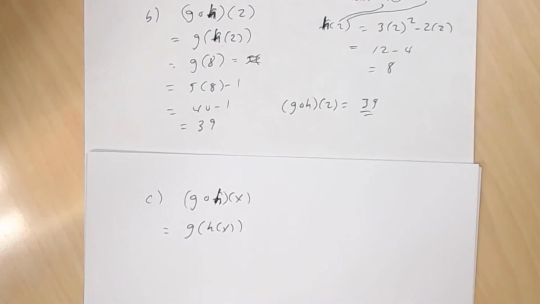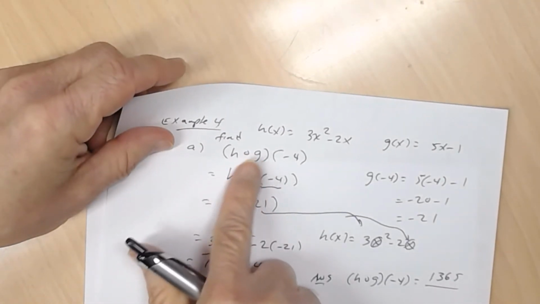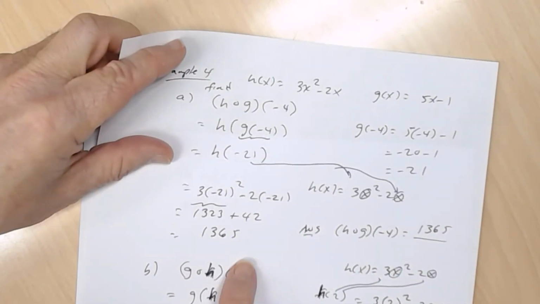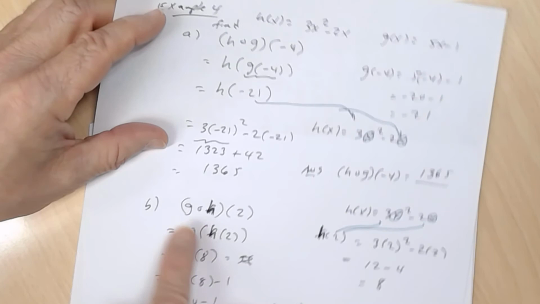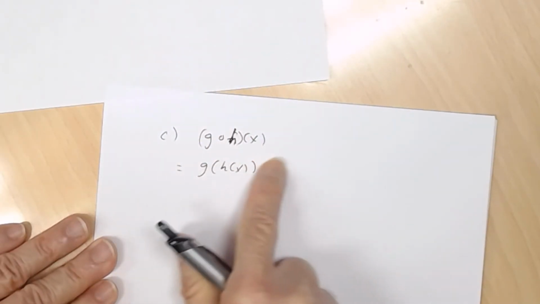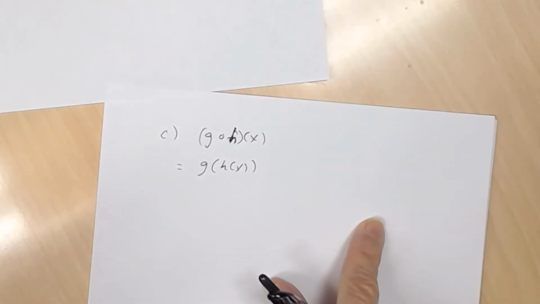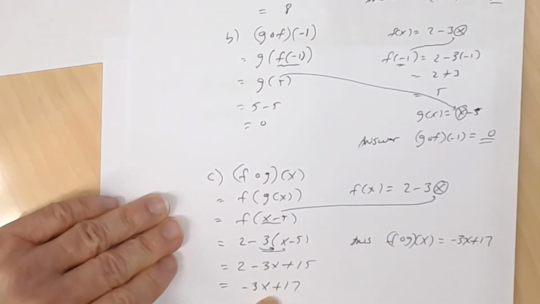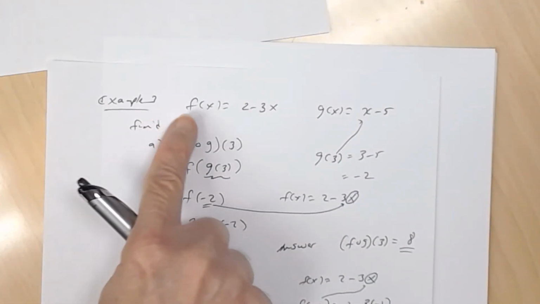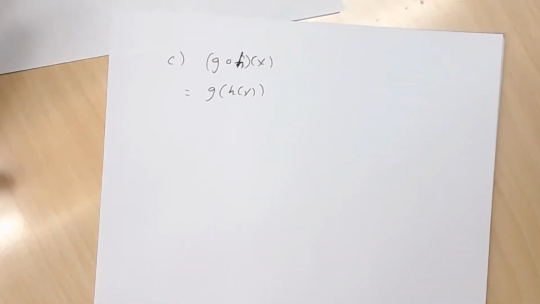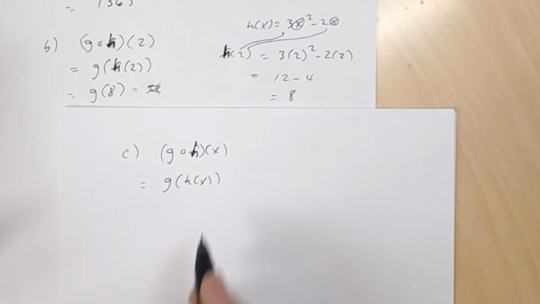Okay. Now, before we go on, I want you to remember this. See how I'm evaluating this composition at a real number? I ended up with a real number, right? Here, I'm evaluating this composition at a variable. I'm going to end up with a variable expression, just like we did in letter C of example 3. Keep that in mind.